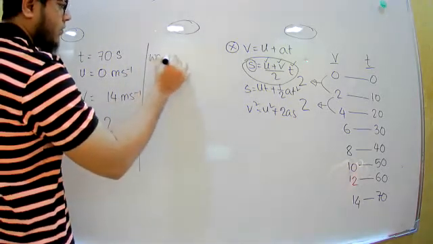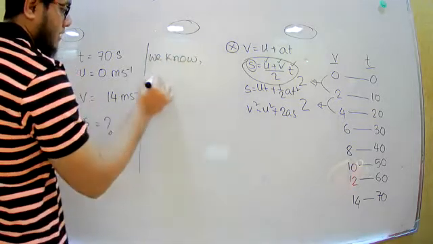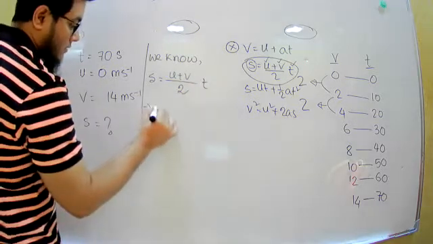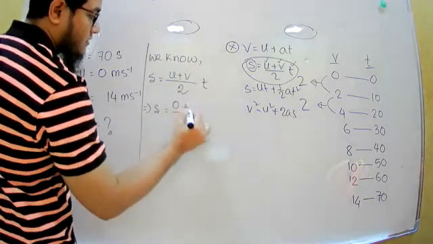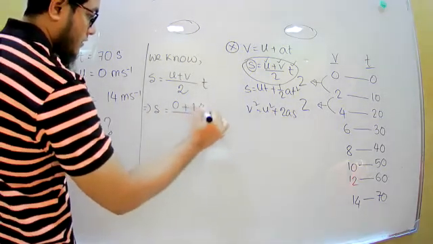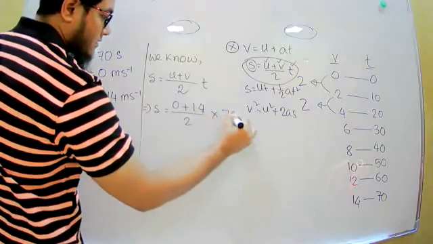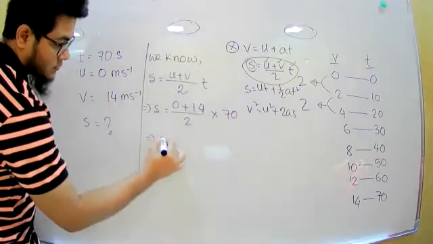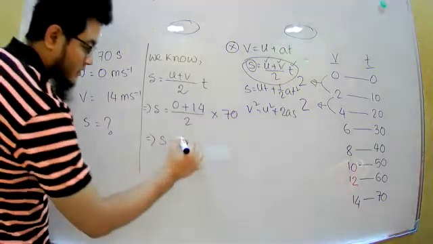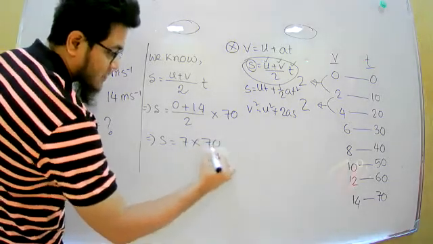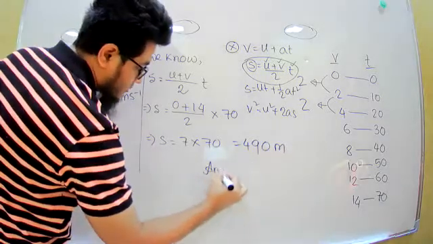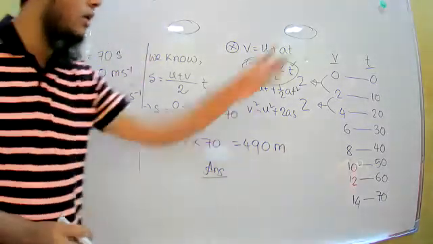So we will write, we know s is equal to (u plus v) divided by 2 into t. u is initial velocity, 0, v is final velocity, that is 14. 14 divided by 2 into time, which is 70. So s is equal to 14 plus 0 is 14. 14 divided by 2 is 7. 7 into 70. 7 sevens are 49, so 490. So that will be the total distance covered throughout the process.